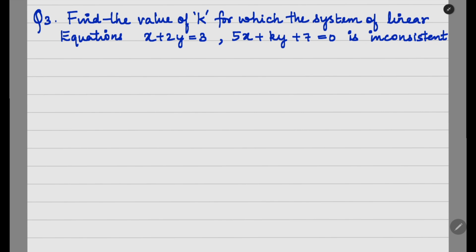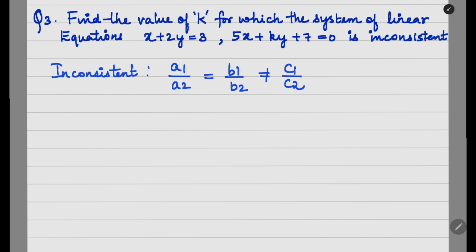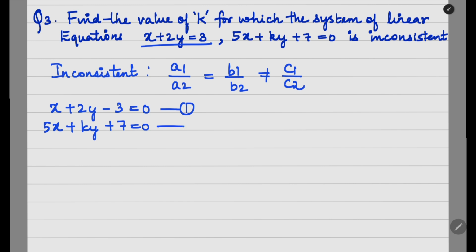Whenever you have a pair of linear equations that are inconsistent, how will the two linear equations be? It will always be a1 by a2 is equal to b1 by b2, but that is not equal to c1 by c2. These will be the conditions. Now for the given set of equations, let us write the two. x plus 2y minus 3 equal to 0. This is the first one. The second one is 5x plus ky plus 7 equal to 0.